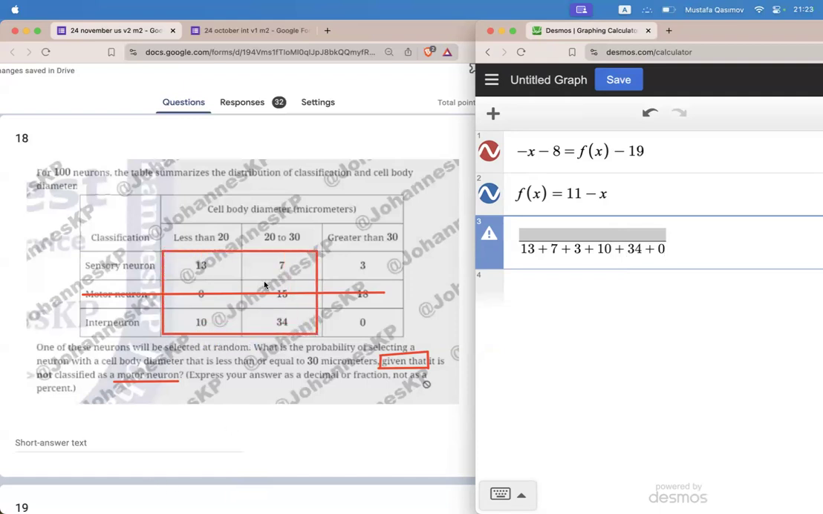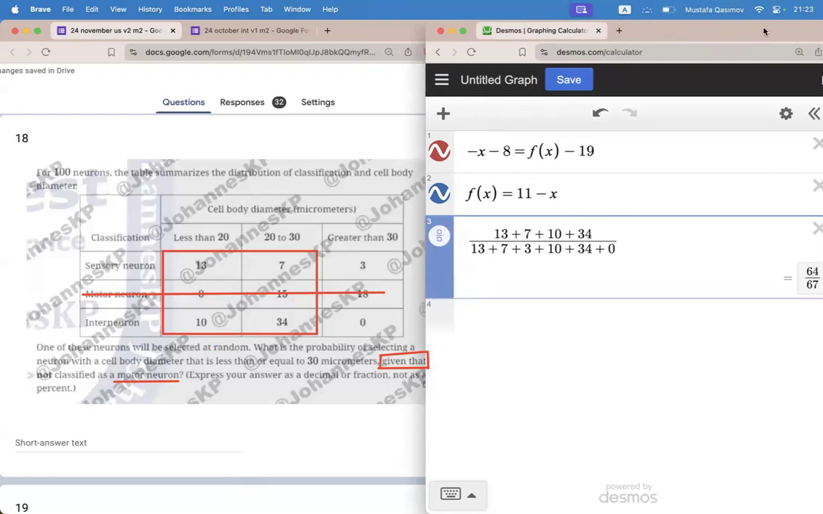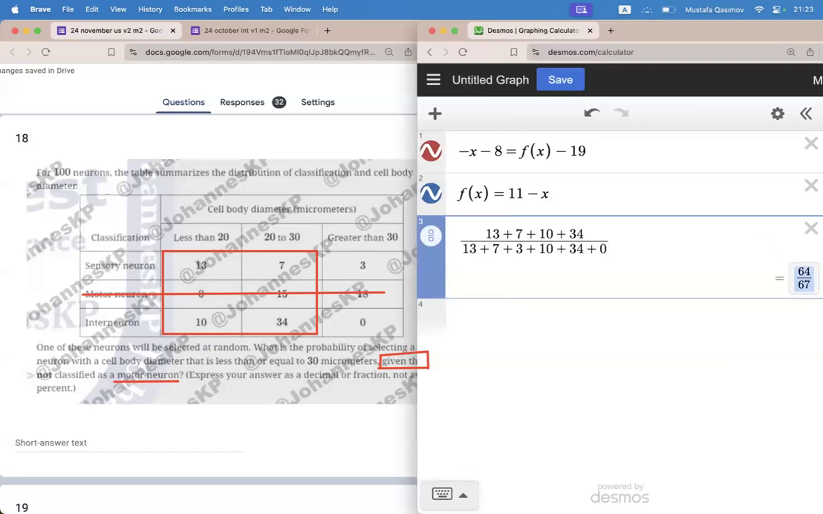So now we have to take 13 plus 7 plus 10 and 34. Then the answer will be equal to 64 over 67. This is the correct answer. Any question?